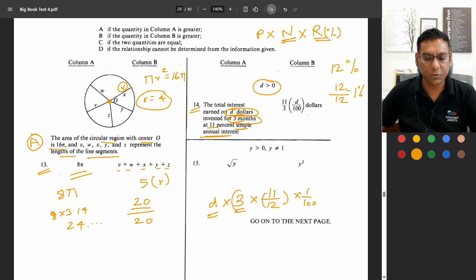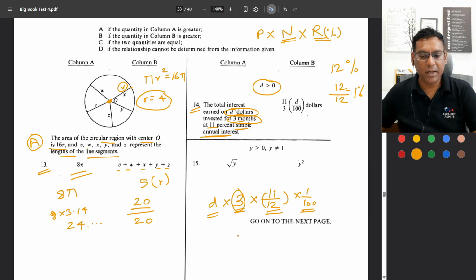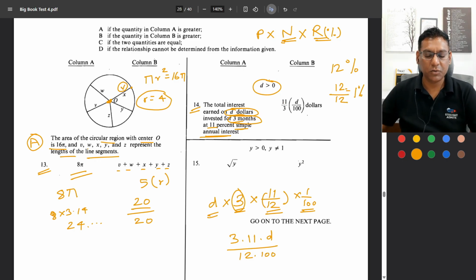Is that correct? Total interest earned by D dollars invested for 3 months. So I took 3 months, but I need the rate of interest per month, which I did, and this is the percentage. So what do I get? I get 3 into 11 into D divided by 12 into 100. I will not simplify the 11 and 100 terms, I'll keep them as is. I'll keep D as it is, I'll keep 11 as it is. I'll get rid of this 12.